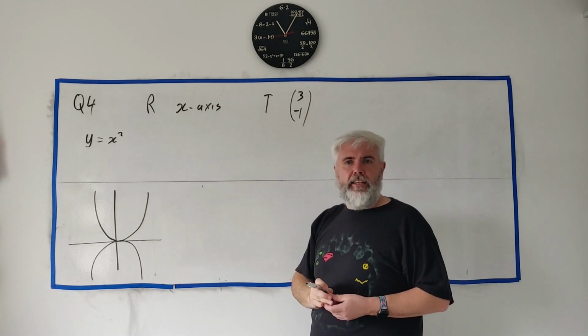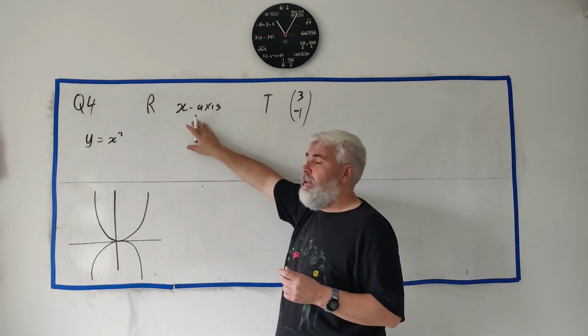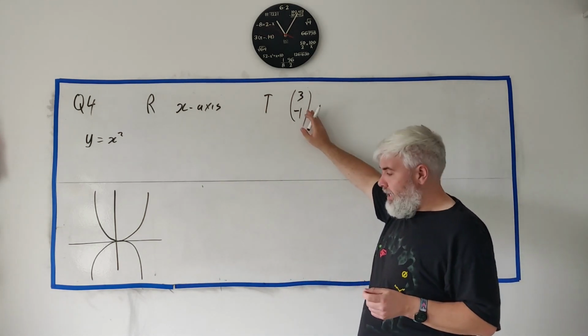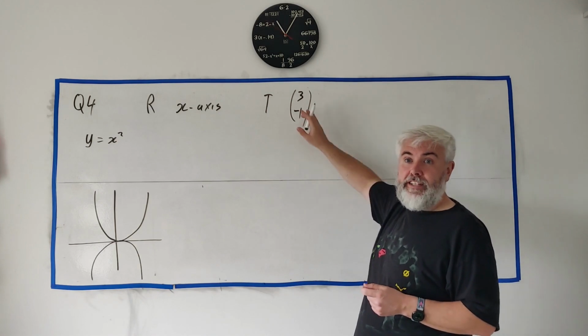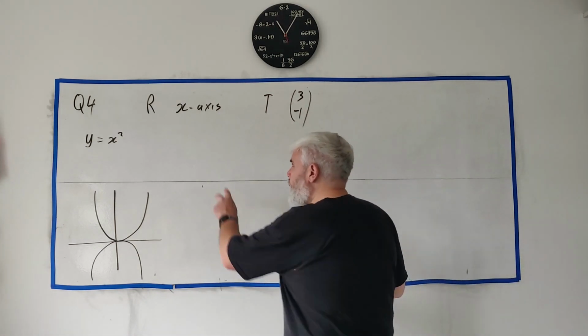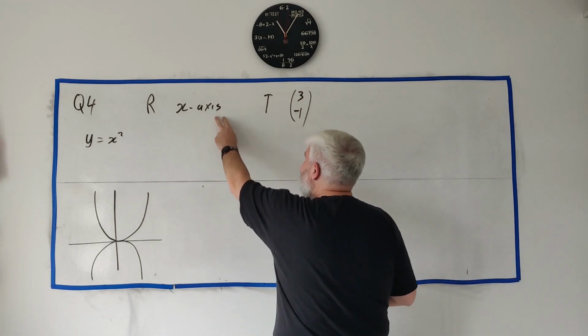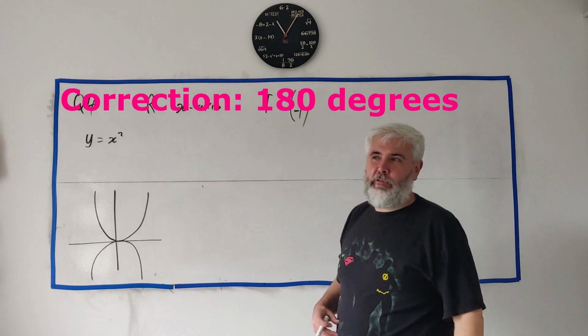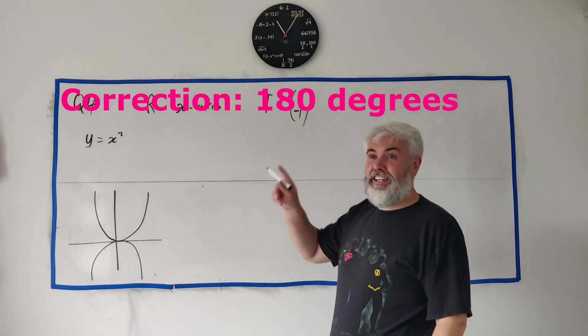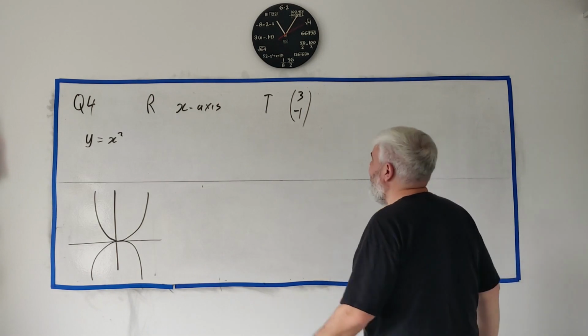In part A, they tell us to reflect, and then translate. In part B, they're going to translate first, then reflect, and we get a different answer. I said rotate again, but we reflect through the x-axis. The reason I say rotate is because they are the same. Rotating 180 degrees is the same as reflecting, I think.